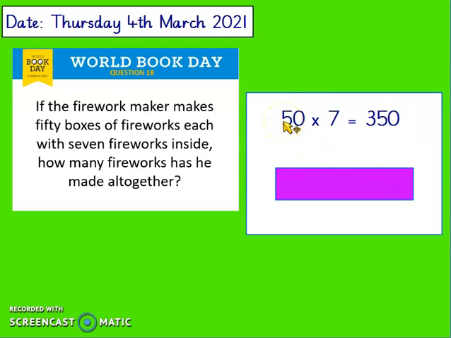Could use your smile multiplication here. So 5 times 7, let me get the pen so you can see where it says smile. So we do 5 times 7 is 35. And then we've got a 0 which tells us it's timesed by 10. So we can times it by 10 here. 350 fireworks. That's the end of our maths lesson for today, Year 6.